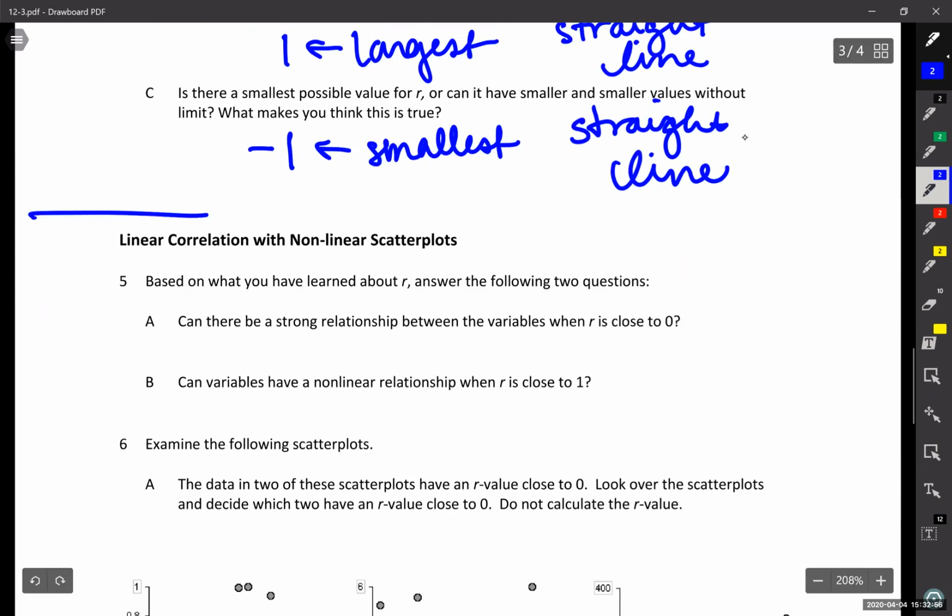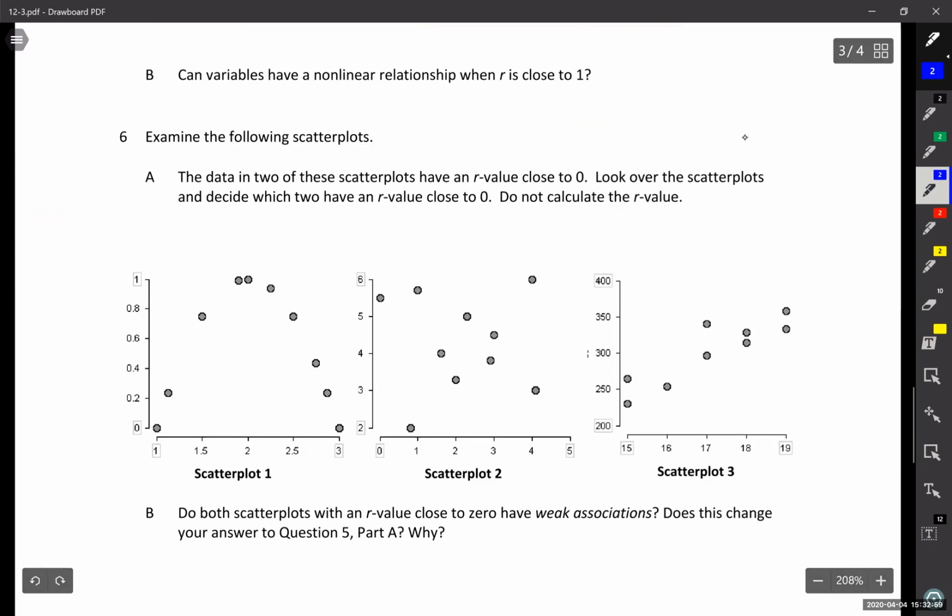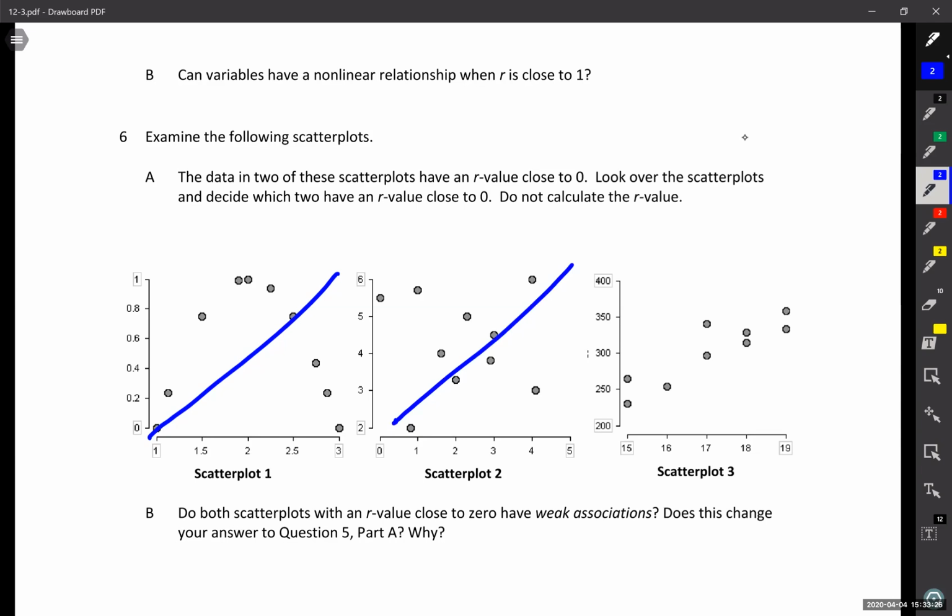Okay, so number 6, it says the data in 2 of these scatter plots have an R value close to 0. Look over the scatter plots and decide which 2 have an R value close to 0. Don't calculate. In other words, don't put these points into your calculator. That doesn't sound like fun anyways. But it says which 2 have an R value close to 0. So if I draw a line, those dots do not make a line. Those don't really make a line. So these 2 seem to be the best candidates.